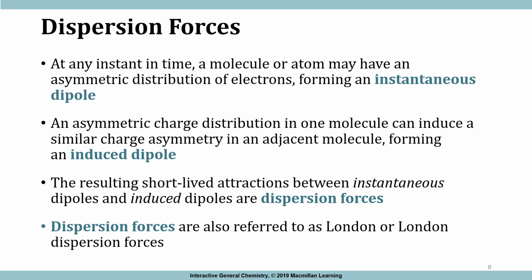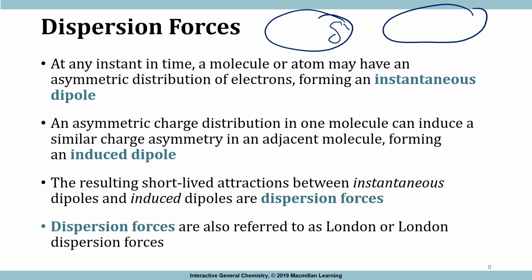The last of the 4 types of intermolecular forces is dispersion. So what this means is at any instant in time, a molecule or atom may have an asymmetric distribution of electrons, forming an instantaneous dipole. So if we have a generic molecule, at any point in time there's going to be a distribution of charge, where we're going to have a partial positive or a partial negative charge. So at any point in time, the partial positive is going to be attracted to a different partial negative. So that's what we mean by that.